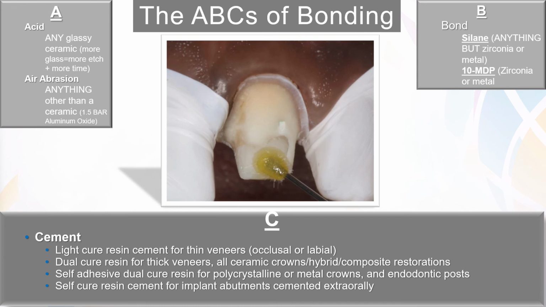So basically, if we're doing a very thin veneer, we're going to use a light cure resin cement. If we're doing a thick veneer or an all-ceramic crown, typically we're going to do dual cure. Self-adhesive dual cures are typically for things that are a little bit stronger, those class 3 dental materials like polycrystallines, metal crowns, endodontic posts. And then self-cure resins, typically we're going to use around an implant abutment that is cemented extraorally, something like Multilink Hybrid Abutment cement.